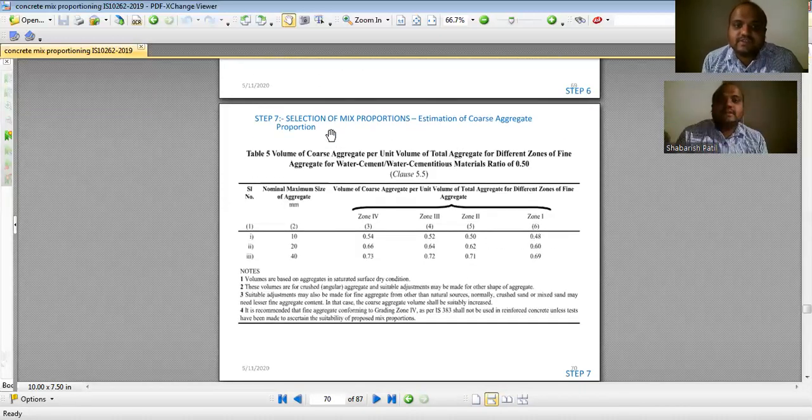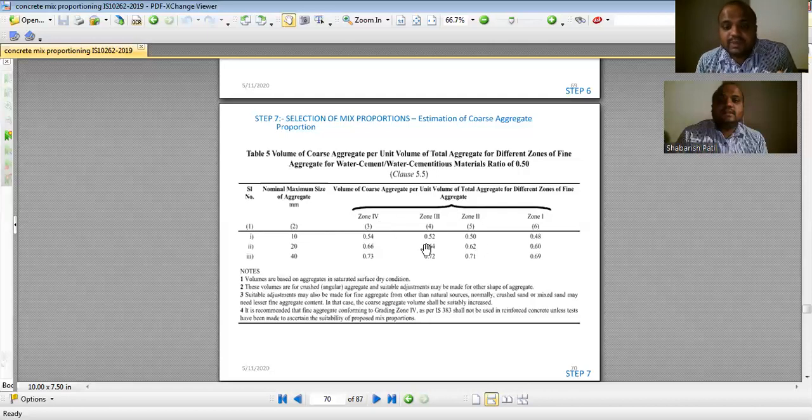Next, step 7 is selection of mix proportions, that is estimation of coarse aggregate proportion. Here we are only calculating the coarse aggregate proportion. Basically it depends on the size of the coarse aggregate, that is 10 mm, 20 mm, and 40 mm. At the same time, I should have the sieve analysis record of the fine aggregate. Fine aggregate can be categorized into zone 1, zone 2, zone 3, zone 4 aggregates based on IS 383. You might have studied this in your BMC lab.